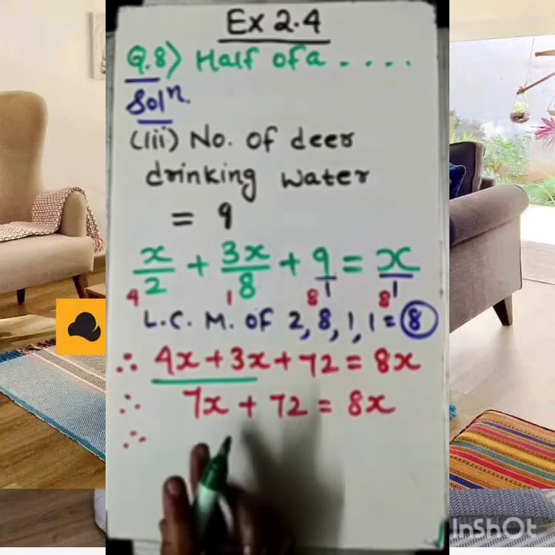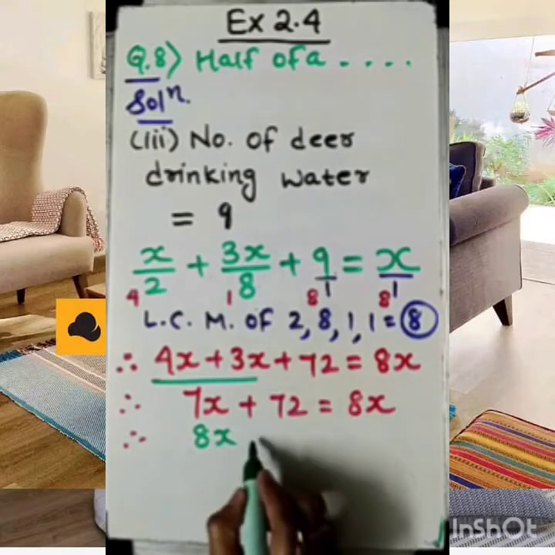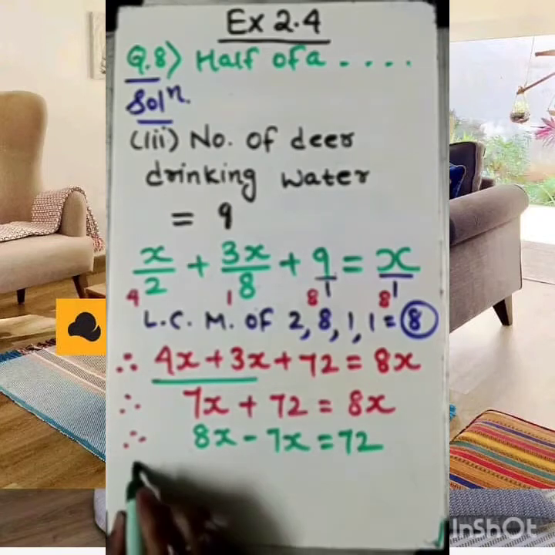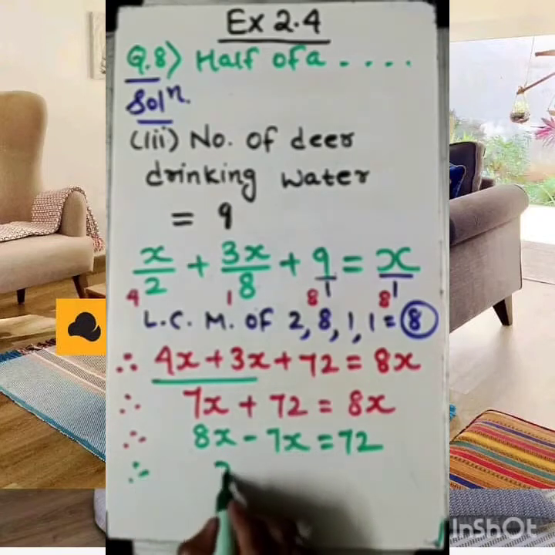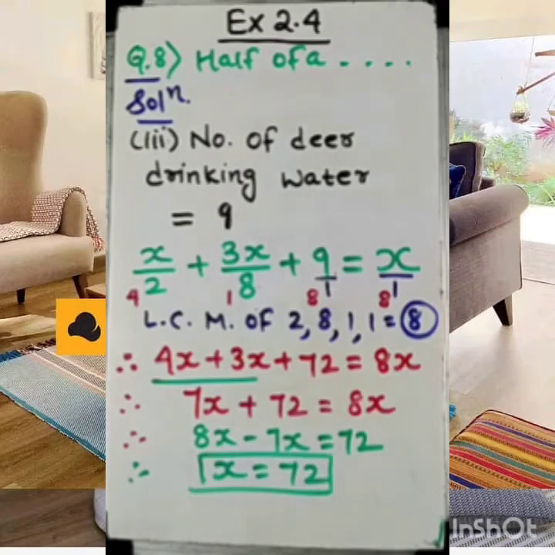So my dear student, I am bringing this 7x to the right side. So 8x minus 7x equal to 72. 8x minus 7x is x, x equal to 72. This is the value which we have to find. So the final answer we need to write here.